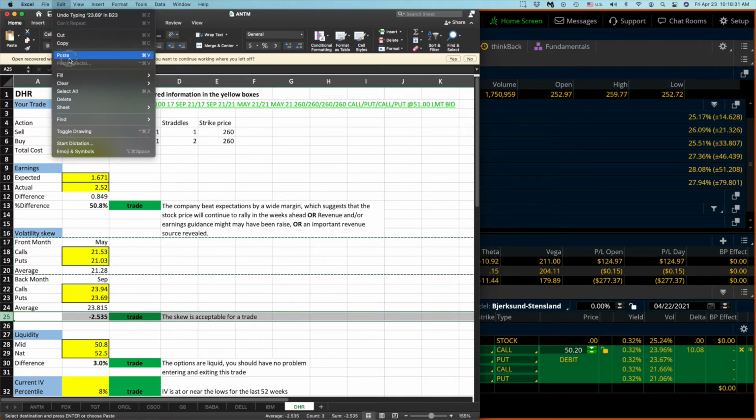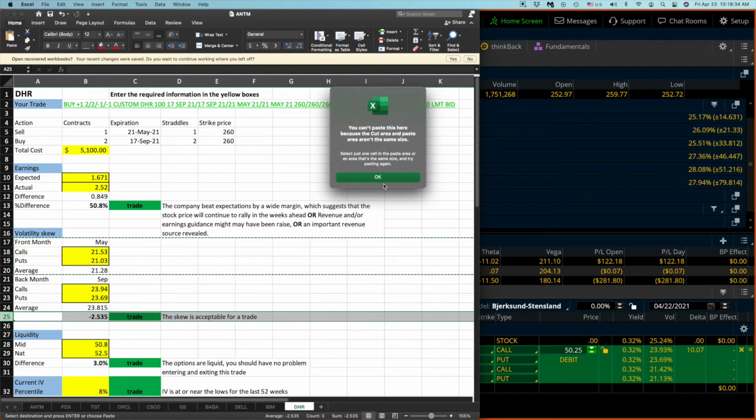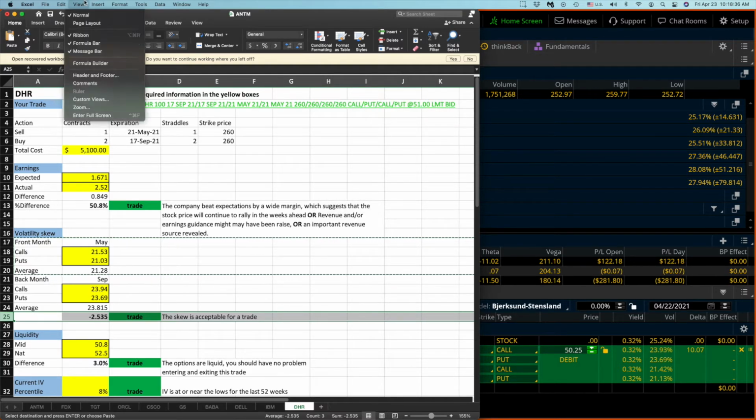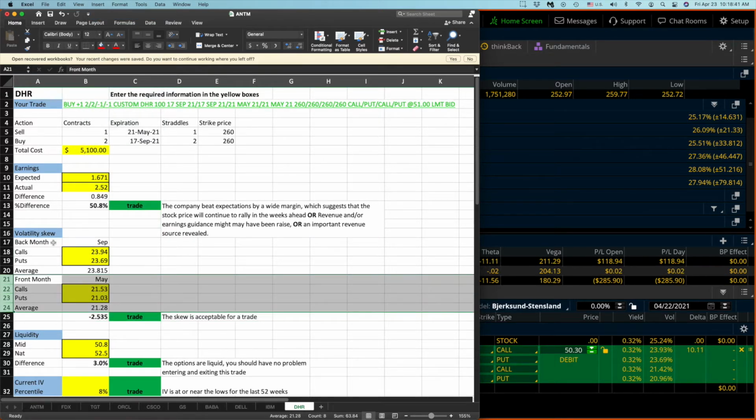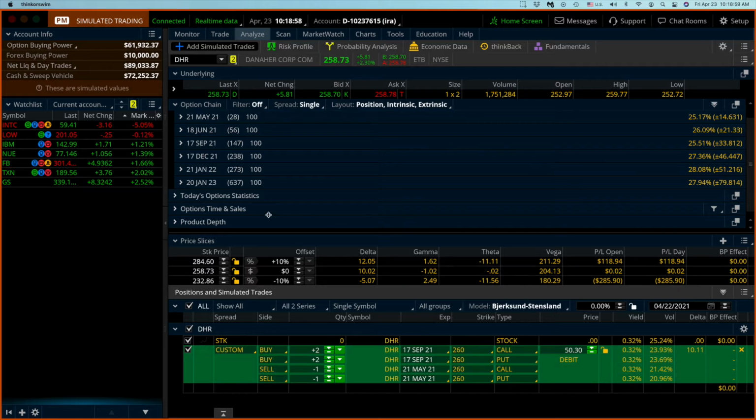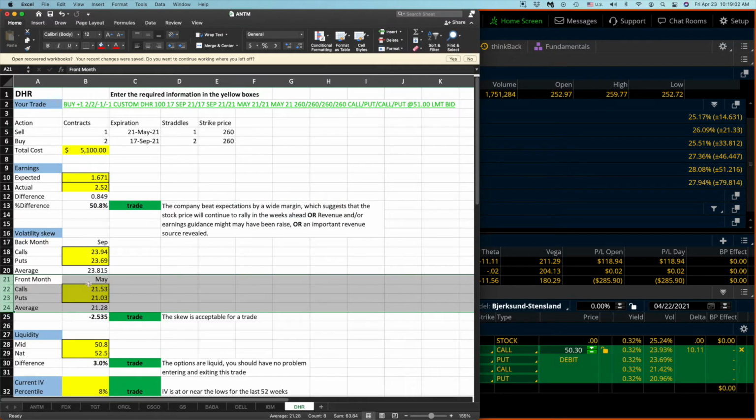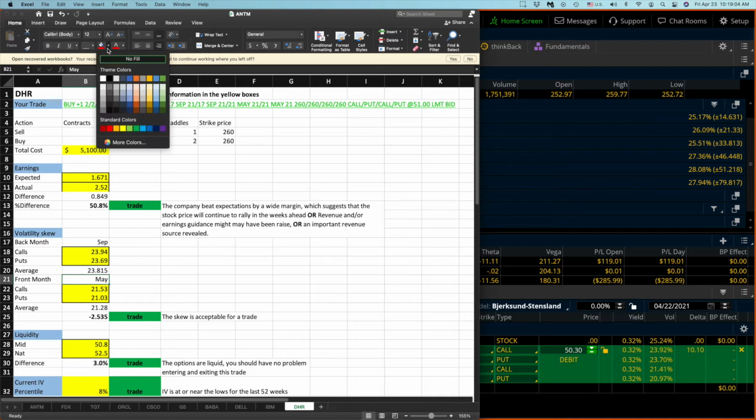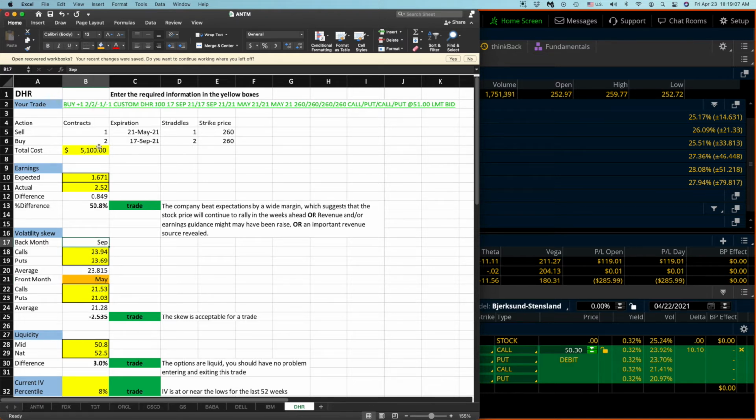Edit, paste. Cut cells. There you go. Okay, so now we have back month, front month. That way they are the same organization here. The back month is on top, and the front month is below. You can make sure that you get the right months. That's May and September. They're written down there. It's highlighted here in orange, so you notice that.